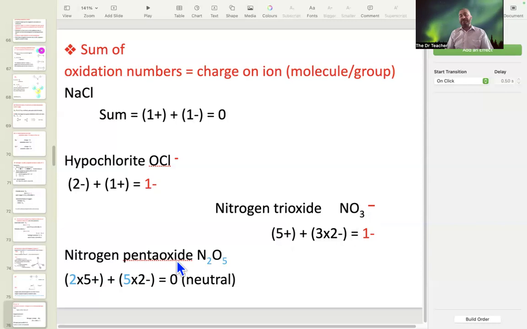Nitrogen pentaoxide, N2O5. Now let's count why it's neutral, 0. 5 times -2 is -10, and 2 times +5 is +10. Together, -10 and +10 become 0. So there is no charge on N2O5.